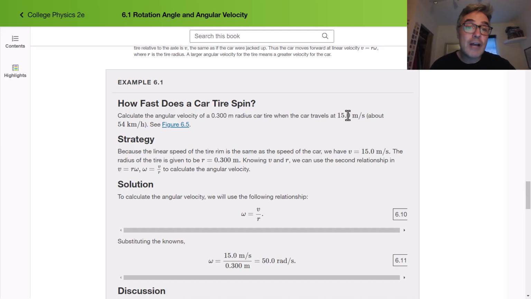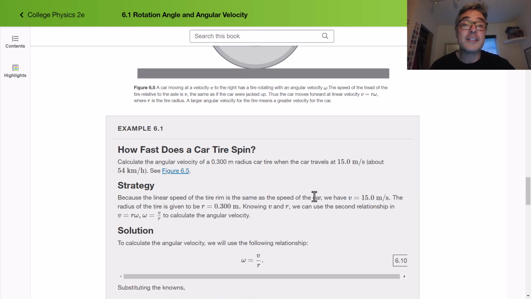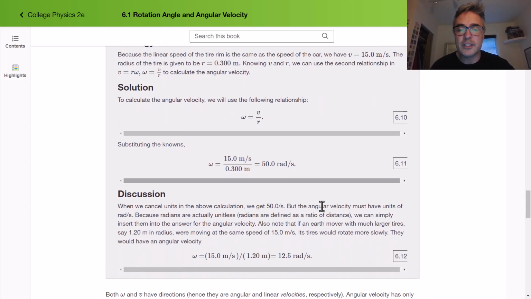If the car is traveling 15 meters per second, that means the axle is traveling 15 meters per second relative to the road. I think that means that the outer edge of this tire is traveling 15 meters per second relative to the axle, so that as it's going backwards here, it's at rest relative to the road. We'll talk a little more about that in class. It's called rolling without slipping. The linear speed of the rim of the tire is the same as the speed of the car. So you just solve for omega, 15 meters per second divided by the radius, and you get radians per second.